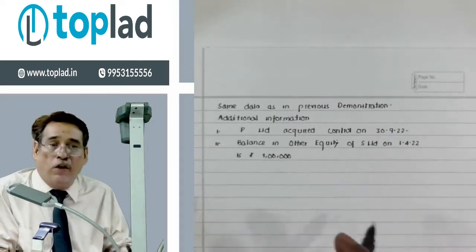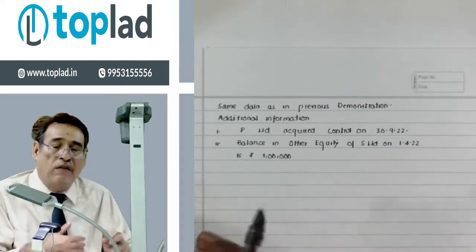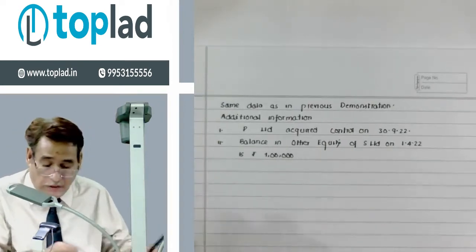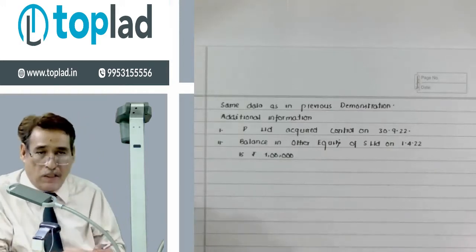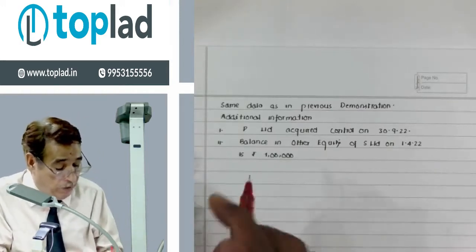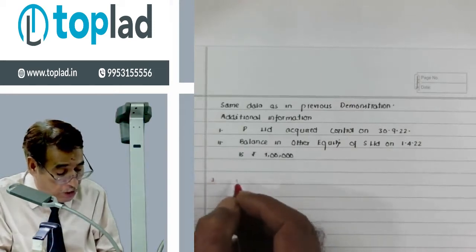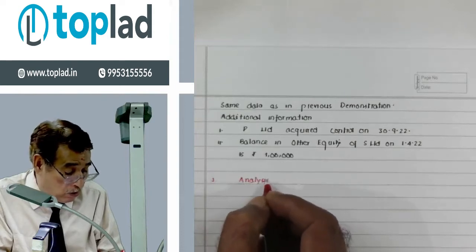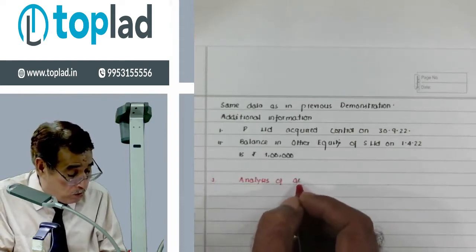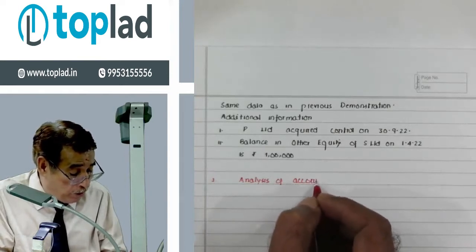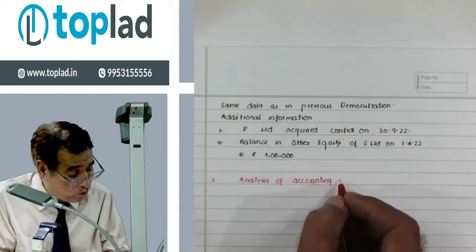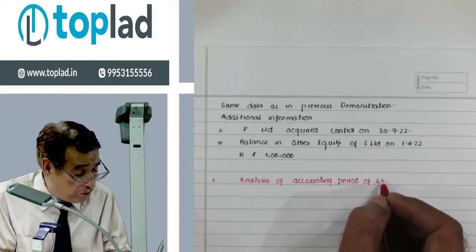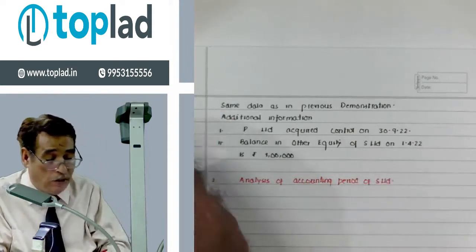So what happens when control is acquired not in the beginning of the year but somewhere midway in the accounting year, correct? We will solve the entire question so that you understand all the steps once again very clearly. If you remember, our first step is analysis of accounting period. So that is exactly what I am going to do. Analysis of accounting period of S Limited.